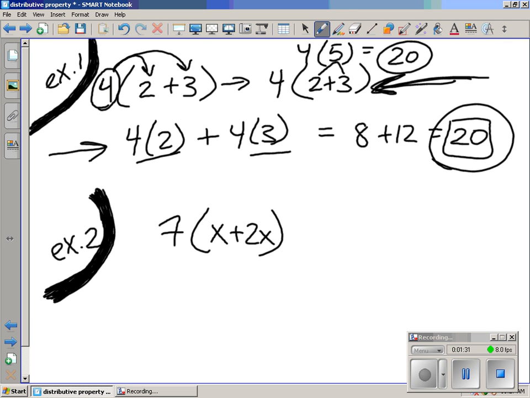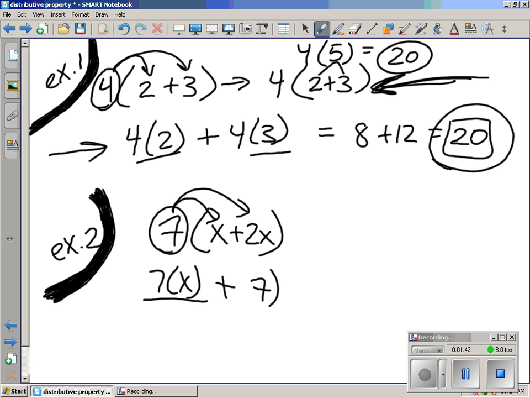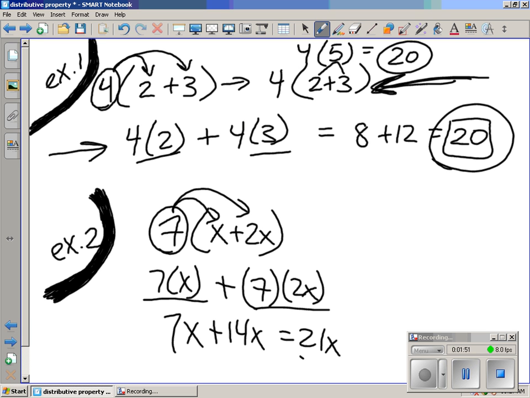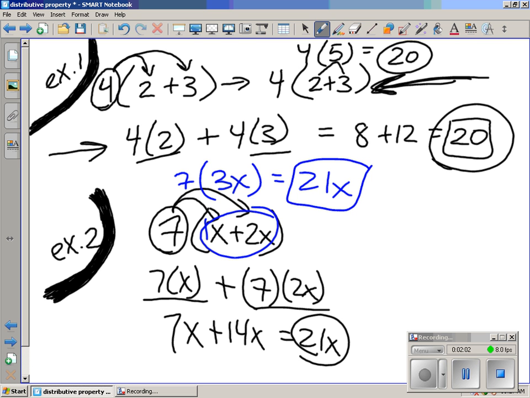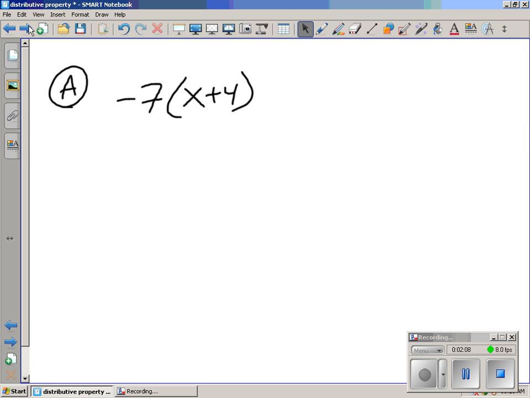So let's look at the bottom example. Using the distributive property, we would take the 7 and we'd multiply it by the x. And we'd take the 7 and we'd multiply it by the 2x. And we get 7x plus 14x, which is 21x. The way you already know how to do it is to collect like terms. 1x plus 2x is 3x, and then 7 times 3x is 21x. So hopefully you feel like you understand that this method will work every time. And we're going to go through a series of examples.